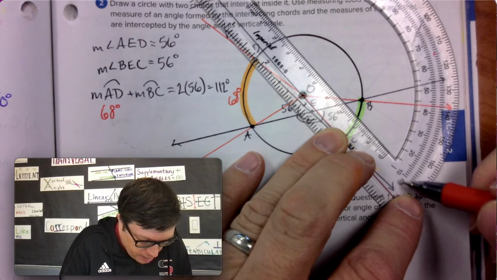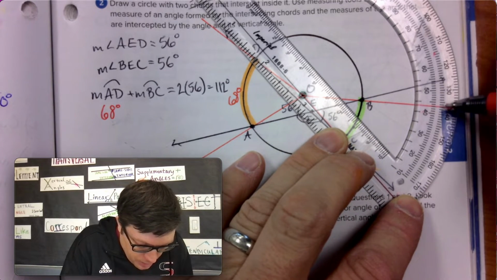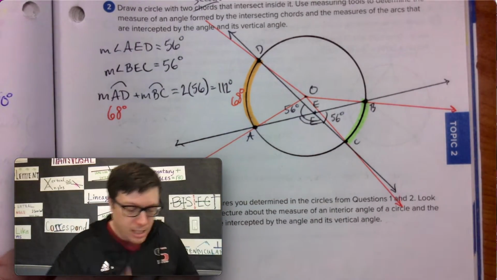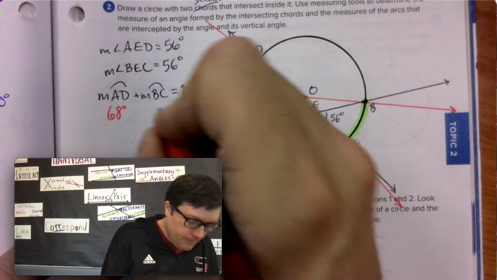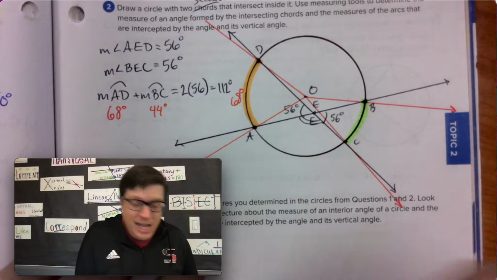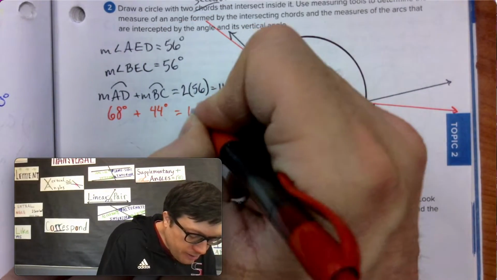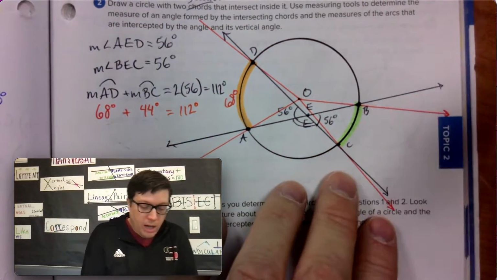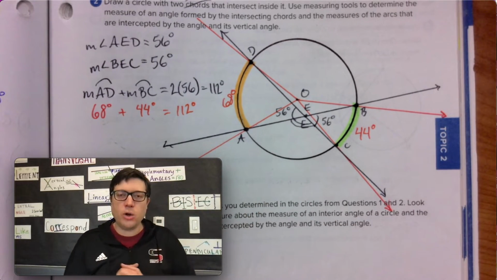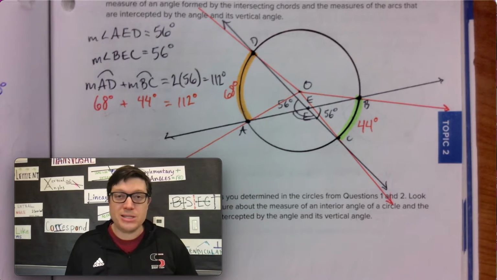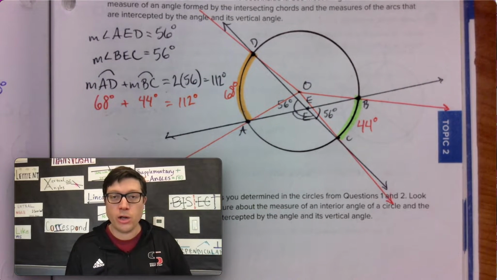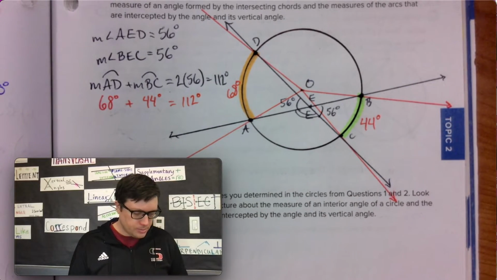Okay, so I'm going to look here. I've got everything lined up. 10, 20, 30, 40, 43, which in essence is almost 44. So I'm going to acknowledge that I have a 44 degree angle. When you add 68 plus 44, you do in fact get 112. So now I know the measures of the arcs AD and BC, which are added together. You divide by 2 and you get the interior angle that doesn't touch the center.